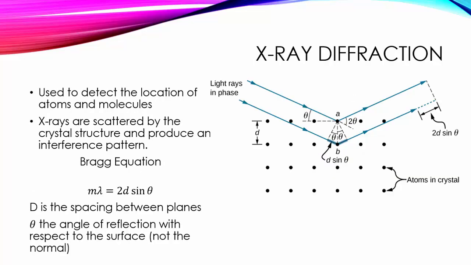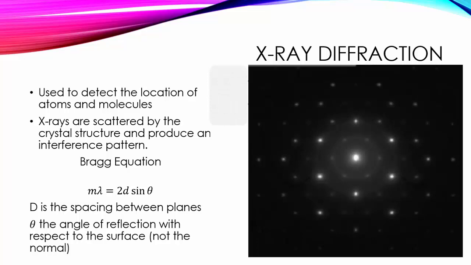One of the applications of diffraction is X-ray diffraction, which is used to find the location of atoms and molecules. Basically, you fire the X-rays at a crystal, and then the pattern shows up, and it's generally a pattern of dots. It's kind of an interesting picture. It's not what you would imagine. There are bright spots and dark areas.